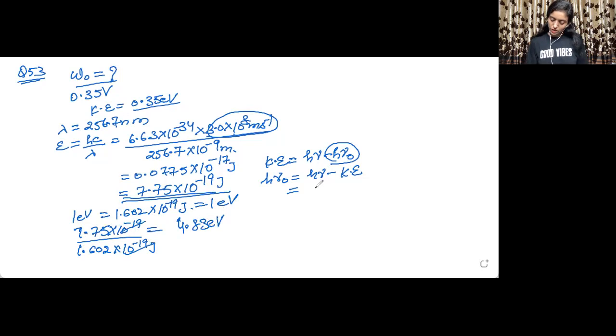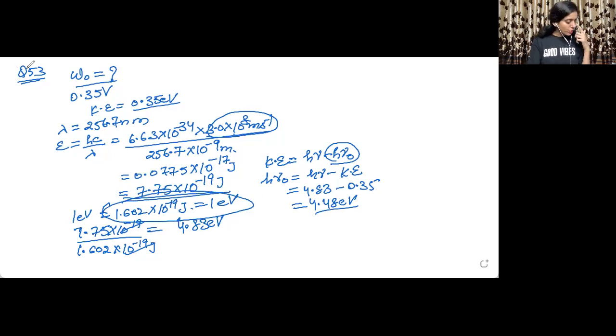Okay, so here we have 4.83 electron volt minus we have 0.35 electron volt. The work function will be equal to 4.83 minus 0.35. So it is 4.48 electron volt. Okay, so if you want to convert it into joule, you can again convert it into joule. You know the relationship, so you can use this relationship to convert.